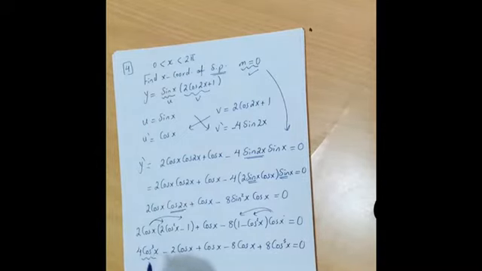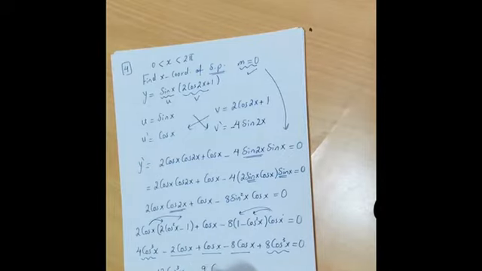Now 4 plus 8, 2 like terms. By combining them, 12 cosine cubed x, negative 2 plus 1 minus 8. Negative 2 plus 1 is negative 1. Negative 1 minus 8 is negative 9 cosine x equals 0.